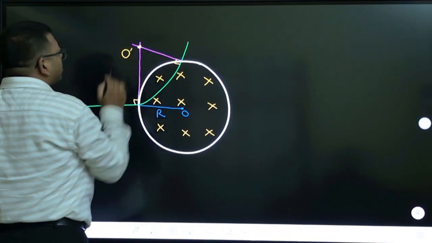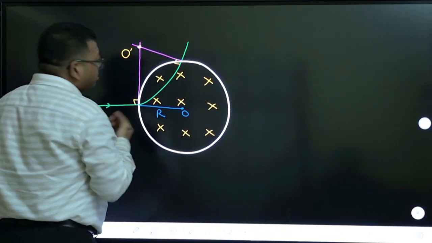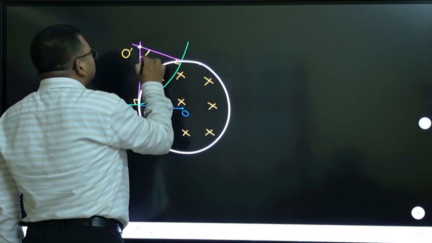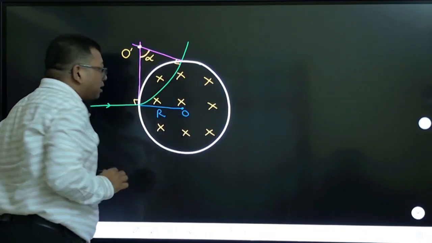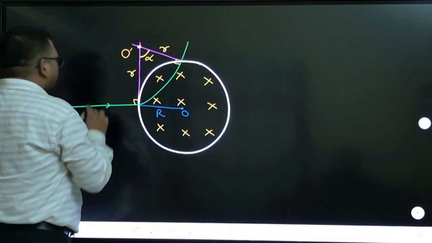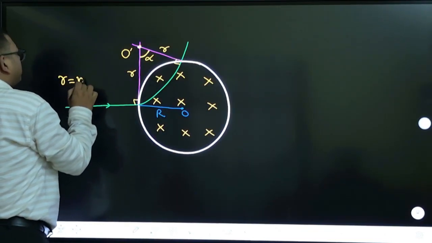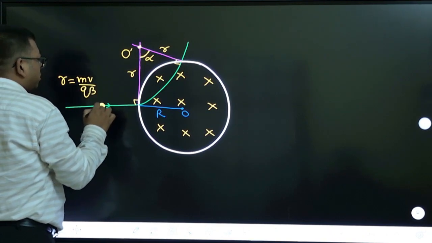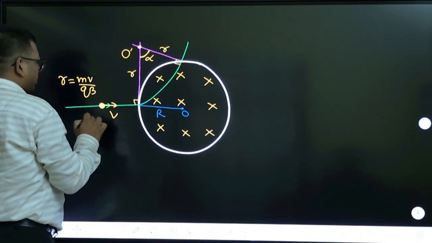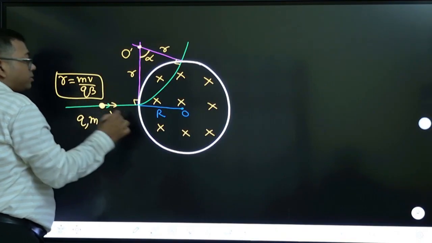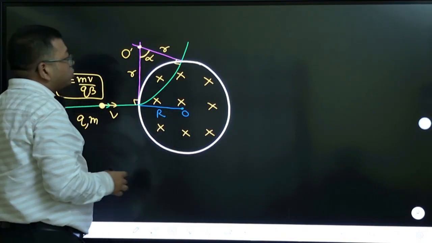What will be this angle? This angle might be something else. Let us say this angle is theta, or let us say this angle is alpha. This angle alpha, and this radius is small r, which we know is mv by qB, right? This charged particle which is going has speed v, its mass is m, and charge is q. So this small radius we know, and the capital radius must be given in the question.